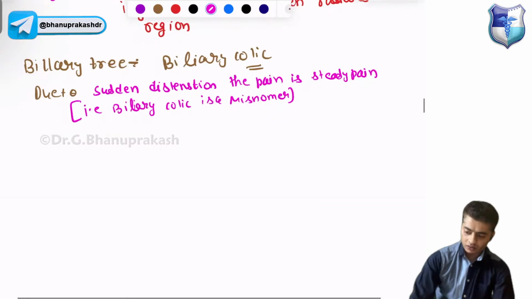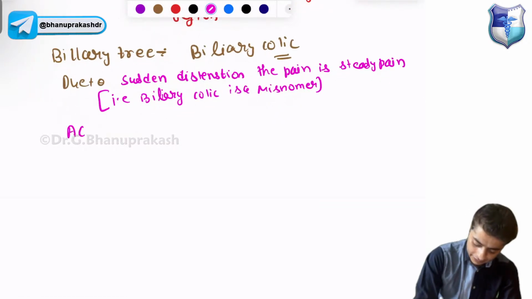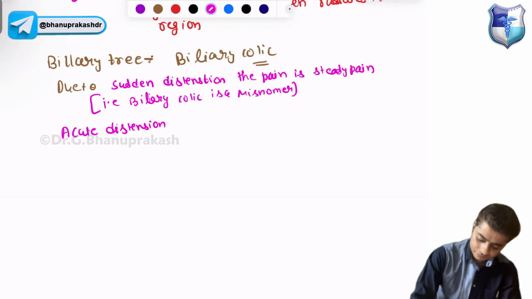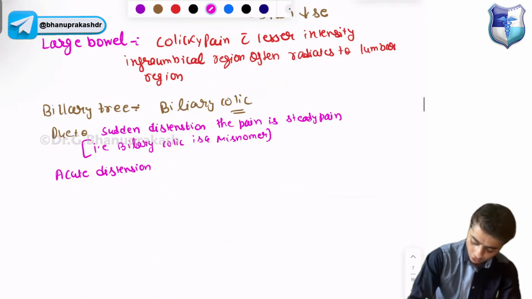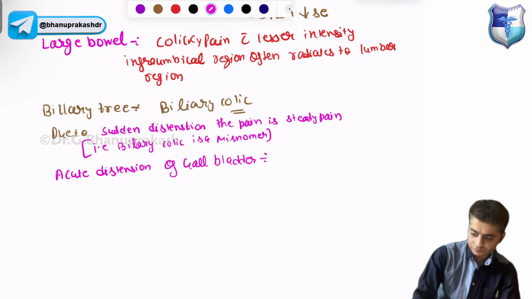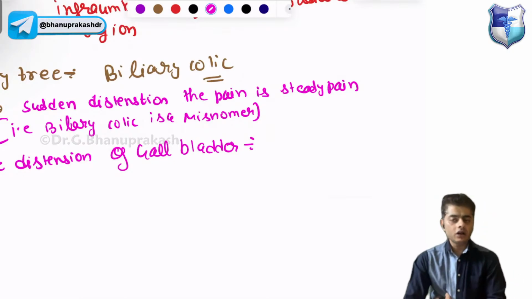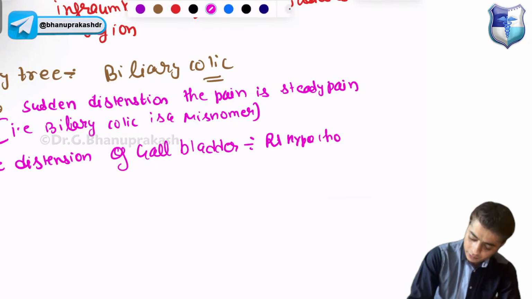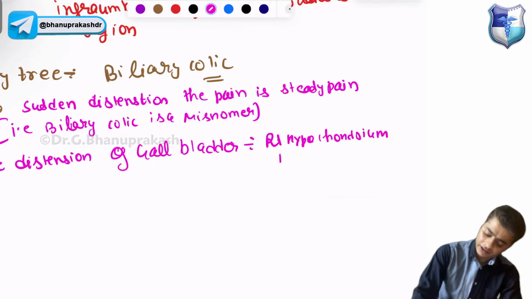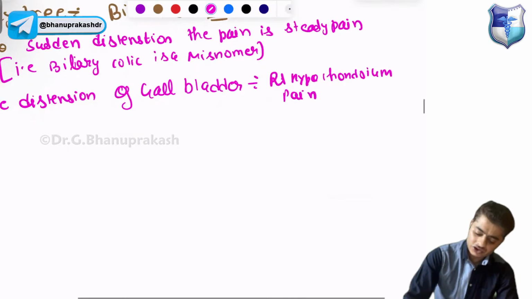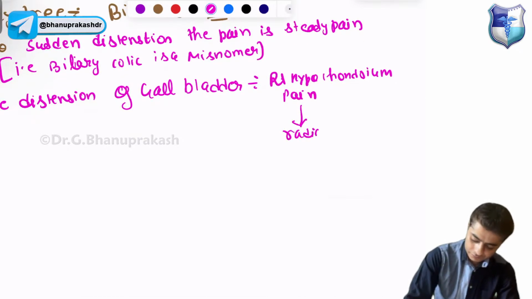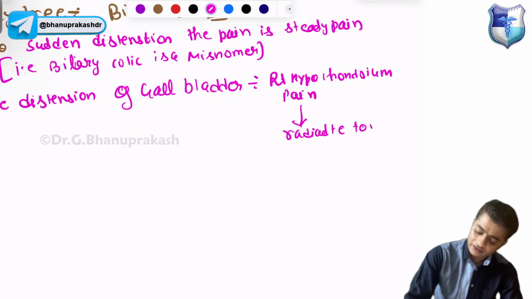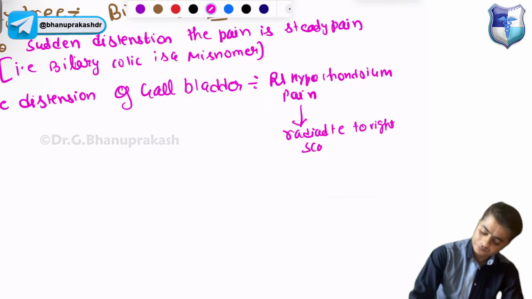Okay, now acute distension of the gallbladder. Your gallbladder is in your right hypochondrial region. So right hypochondrium pain will be there, which generally radiates to your right scapula.